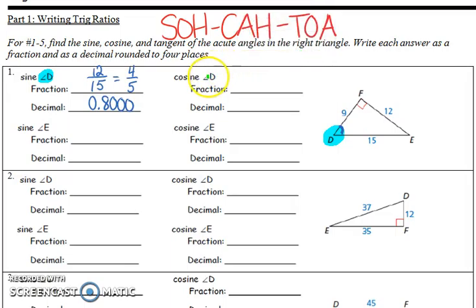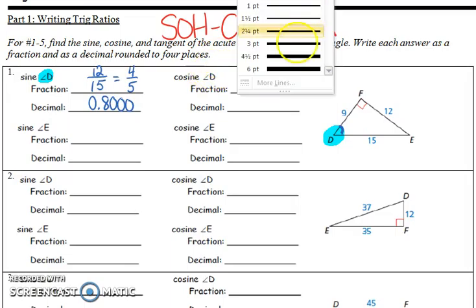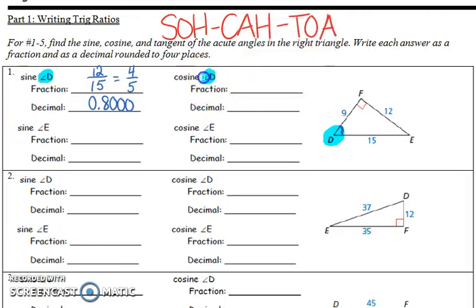And let's find now the cosine of angle D. So we're still going to stick with angle D here. But now instead of finding the sine of angle D, we're going to find the cosine of angle D. So remember, for cosine, we're going to find the adjacent over the hypotenuse. The side that is adjacent to angle D has a length of 9. And the hypotenuse, again, of this triangle is 15.